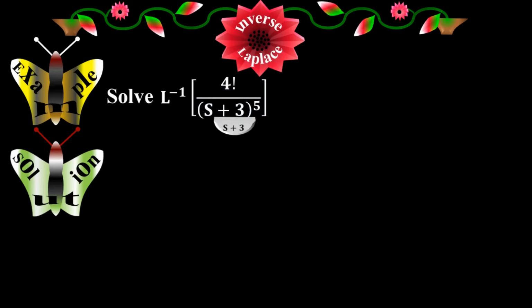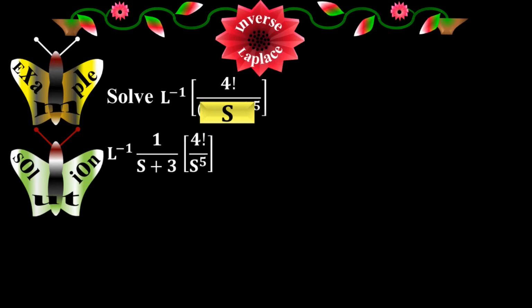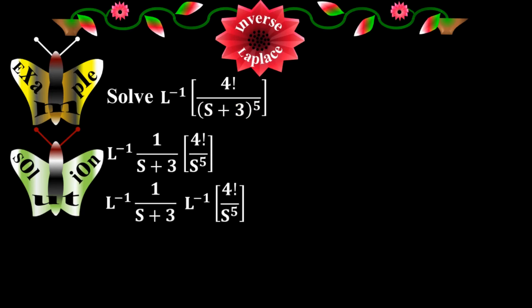Let me take out 1 over s plus 3 here, which is Laplace inverse of 1 over s plus 3. I am left with 4 factorial over s to the 5, which is my other function. I just separated the two subfunctions. Let me write inverse Laplace of 1 over s plus 3 times inverse Laplace of 4 factorial over s to the 5.